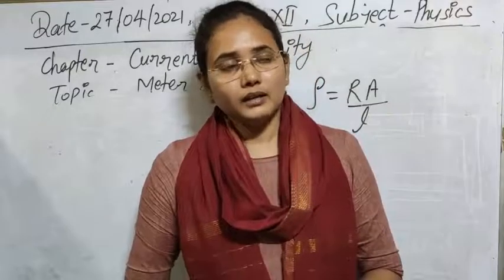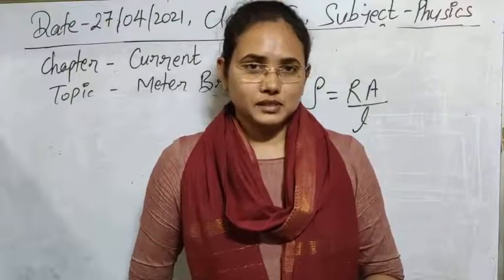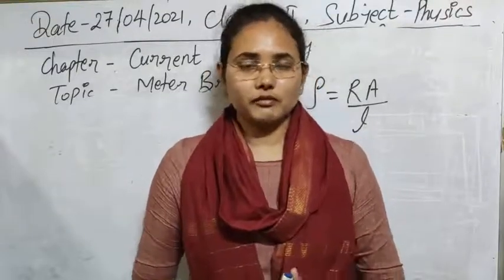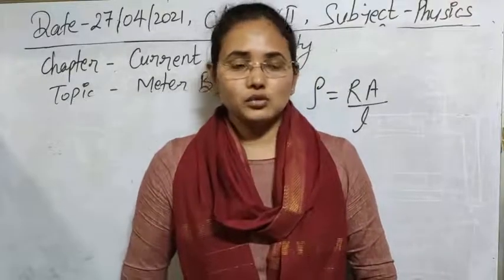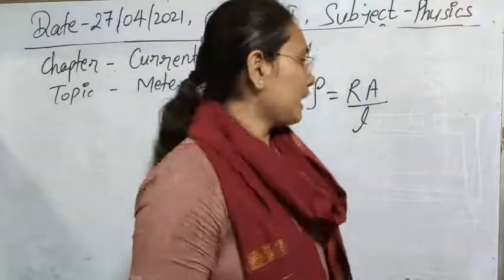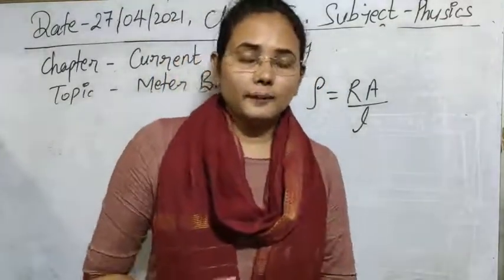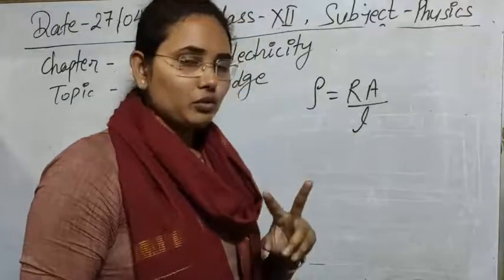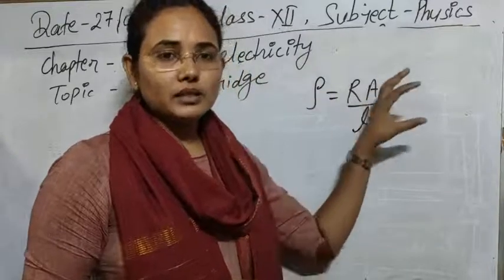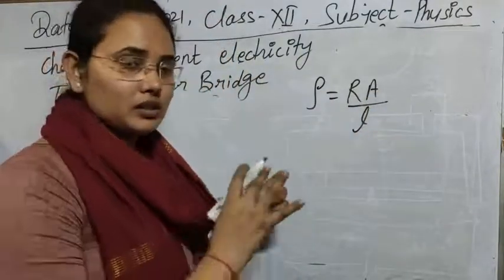Clear? Next thing, we can also verify the law of combination of resistances. In the law of combination of resistances, we have two types of combination: one is series, second is parallel. Both combinations you can verify from here. For that, where we connected the unknown resistance in the meter bridge, we have two different coils or wires. Separately, we connect each in the meter bridge and calculate resistance using the same method.